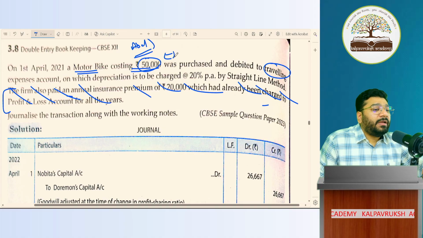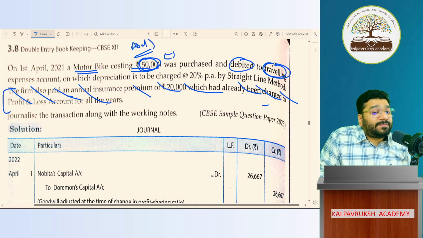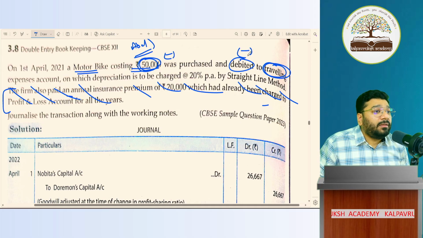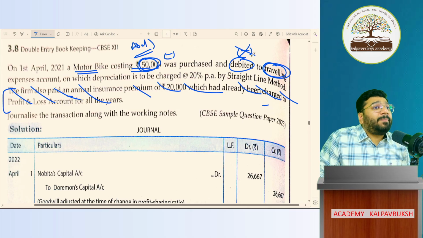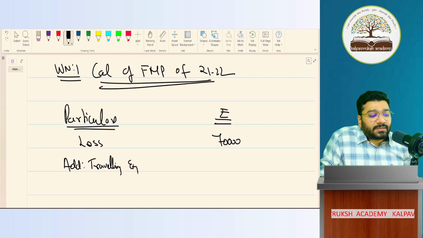This 50,000 rupees, in the past, you have debited to traveling expenses. Means the entire 50,000 is subtracted from your P&L. Got it, not got it? To cancel a subtraction, I have to add. So add traveling expenses. In bracket, what does it mean?